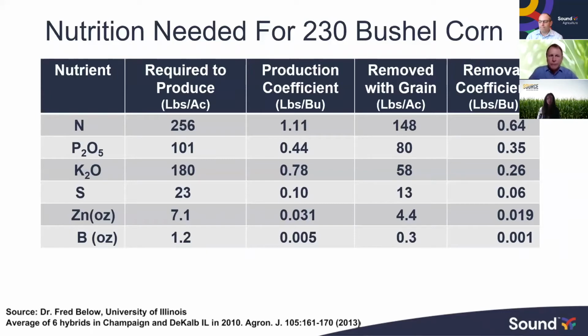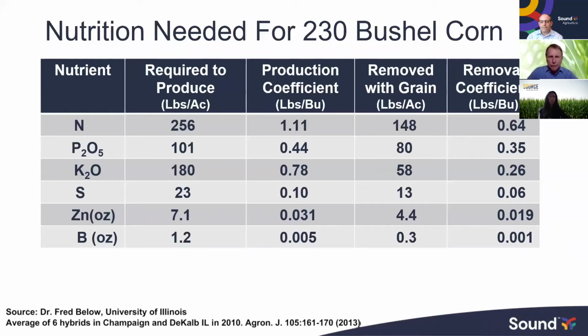So as we look at this graph, I want to focus your eyes on column number 1. Basically for nitrogen, if you look at column number 2, for a 230 bushel target yield, we need 256 pounds. For phosphorus, we need about 100 pounds. And for potassium, we need about 180 pounds. So this gives us a rough average of how much N, P, and K is required to produce a corn crop. And we also see the micronutrients like zinc, sulfur, and boron are also used.